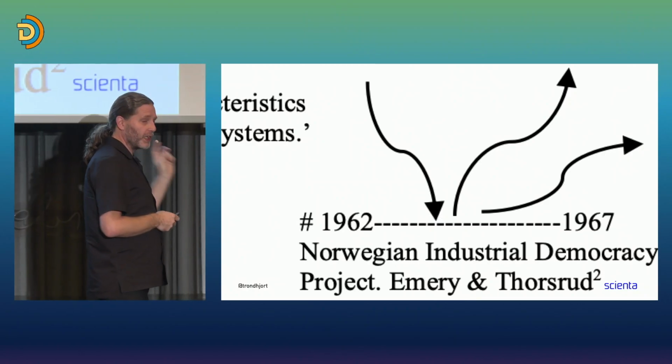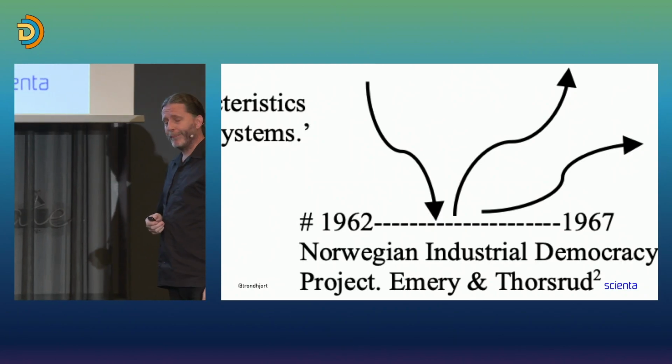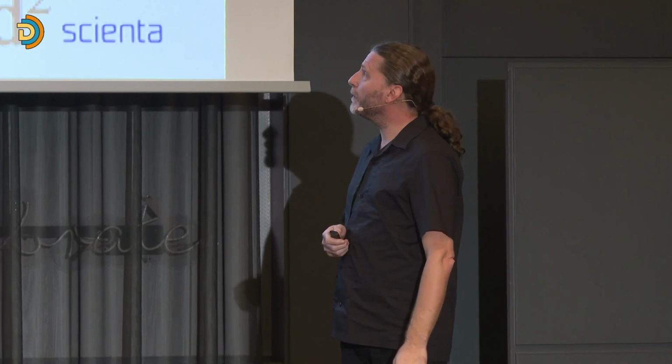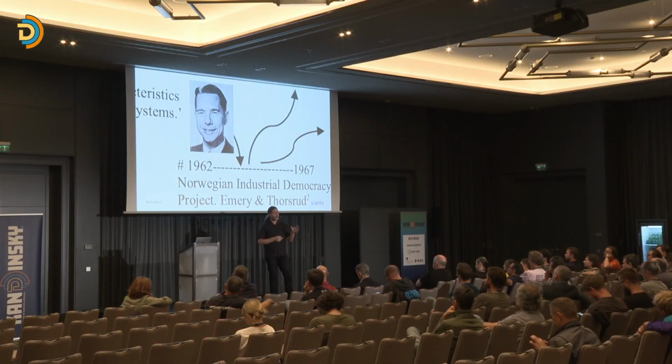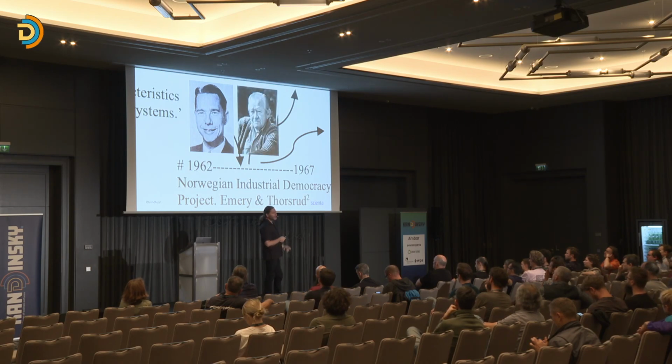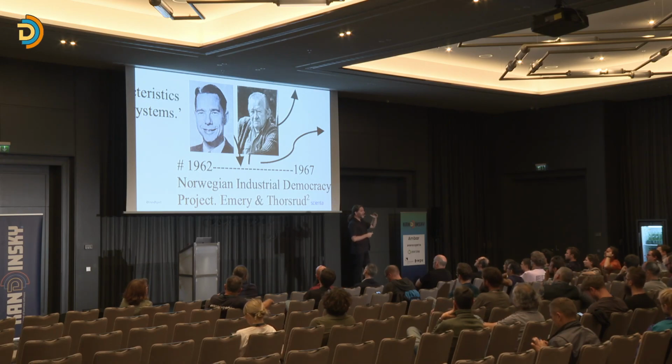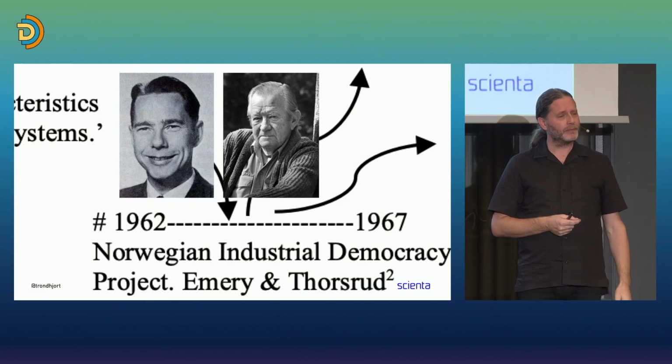So they wanted to start a project, and this was the Industrial Democracy Program. And Einar Thorsrud, a Norwegian, was asked to do some experiments and figure out how we can reintroduce democracy into the industrialized work environment. He knew very well about what had happened in England, so he brought in Fred Emery. So they started the project in 1962, and it went until 1967. And there they were actually able to experiment.